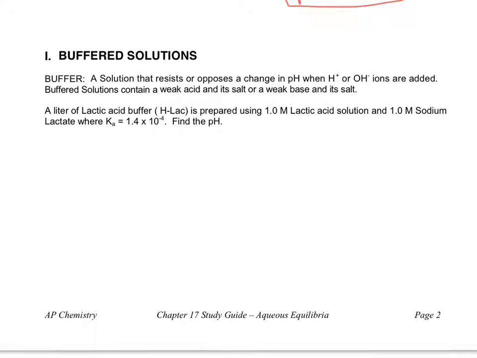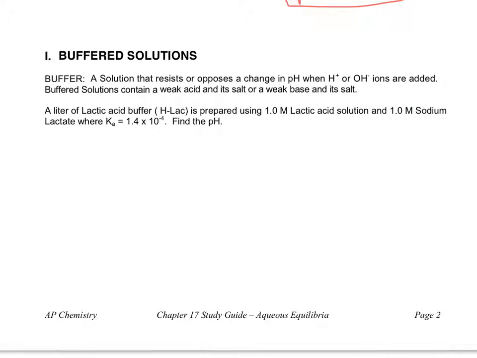Or if I were to add a base, the pH again remains about 7. Now, a buffer does not need to hold the pH at 7. Some buffers are acidic and some buffers are basic. Whatever the starting pH of the buffer is, that pH remains constant. It does not change, or it changes very, very little. So it's a solution that will minimize any changes in pH when you add H+ or OH-. It does not necessarily have to hold it at a pH of 7.